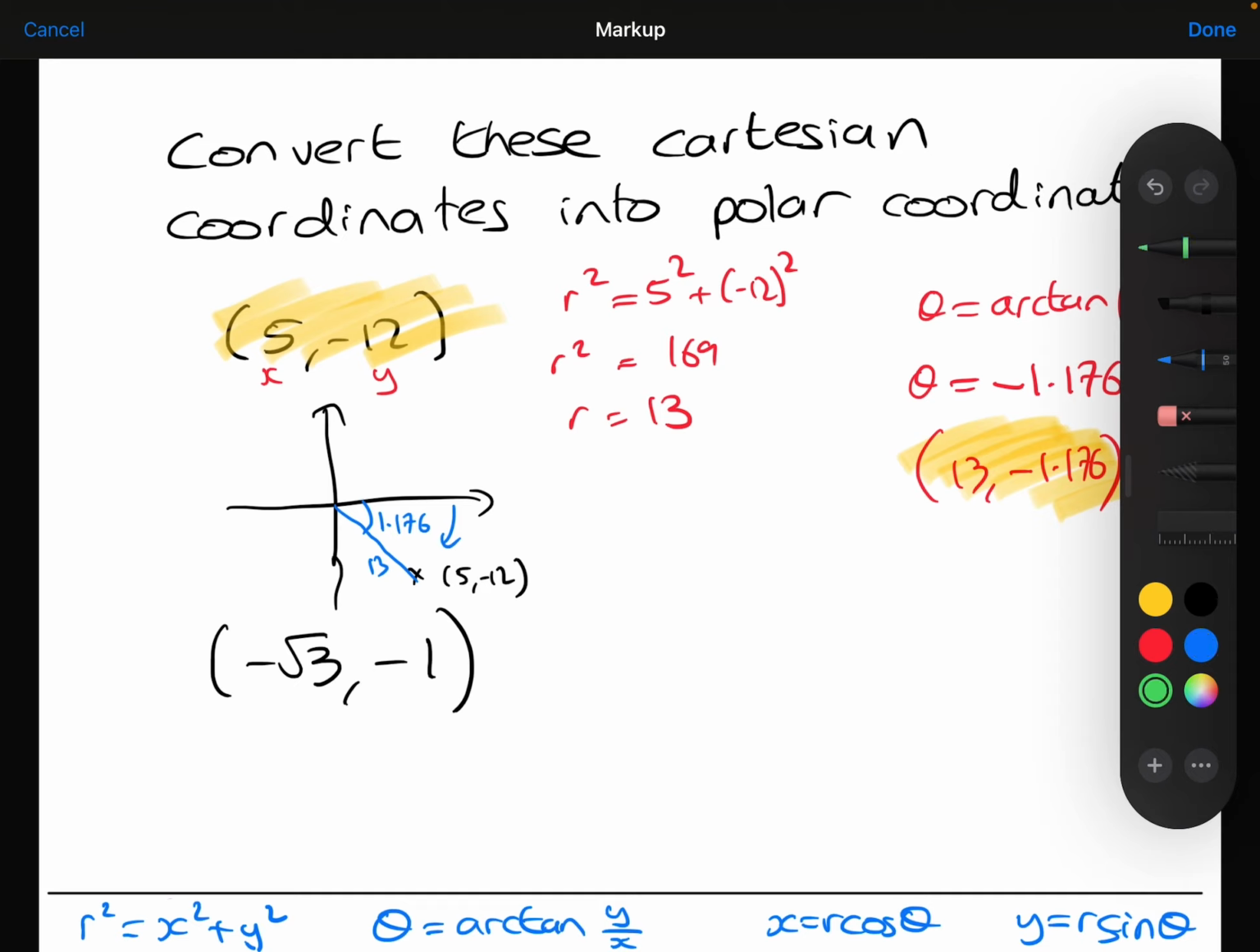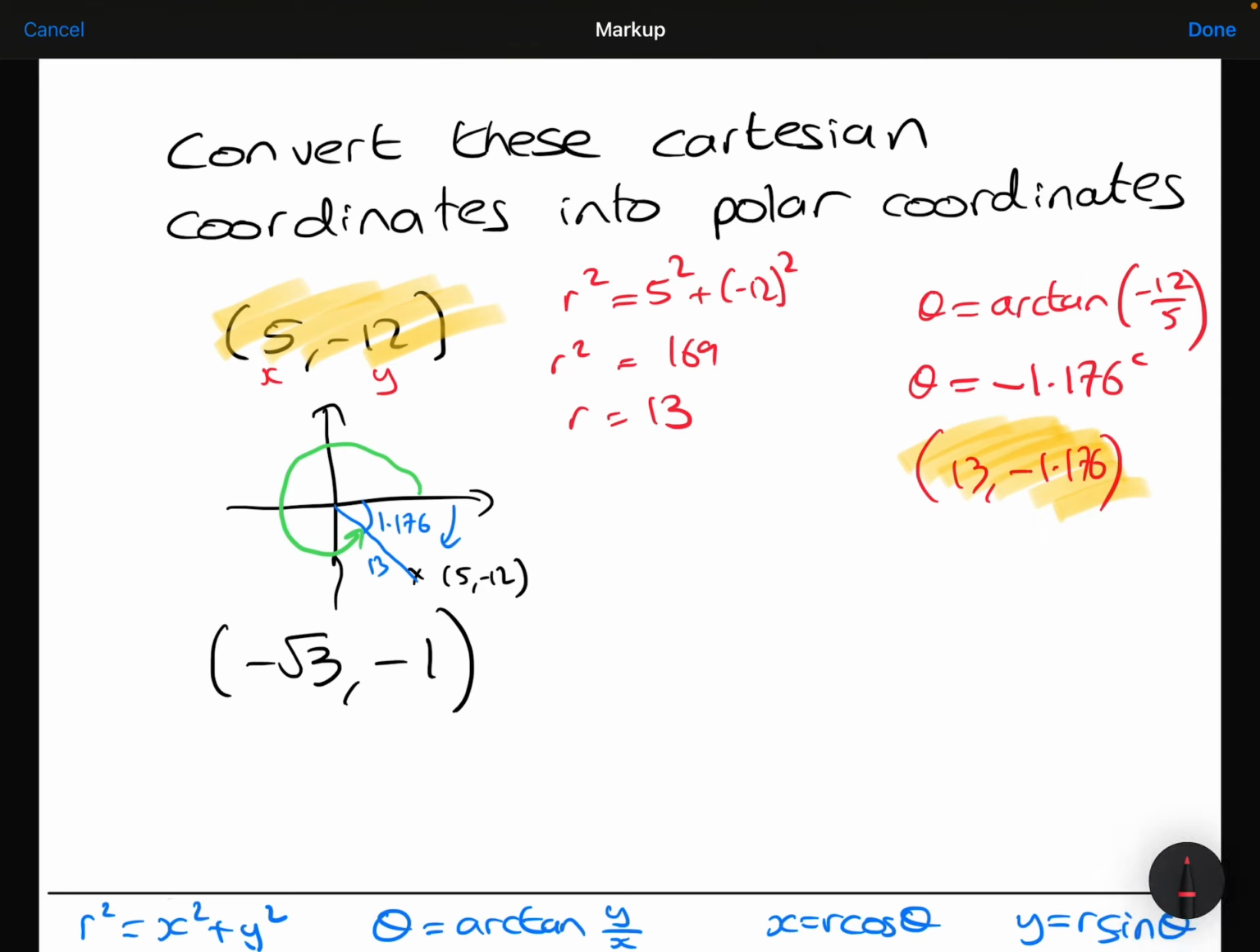Alternatively, you could give it as this angle, which would obviously be 2 pi minus the 1.176, which is 5.107. So you could also have given your answer like that. Either way is absolutely fine.